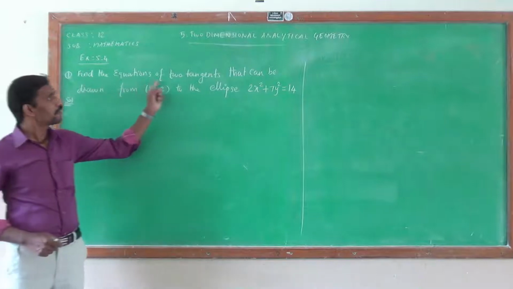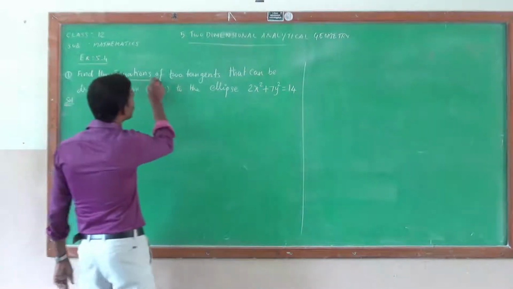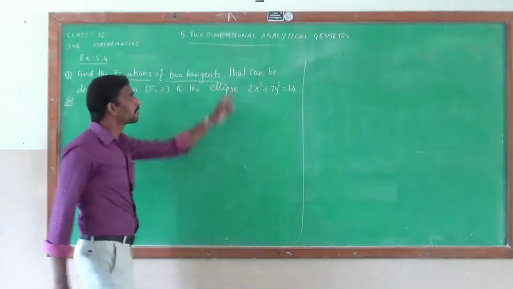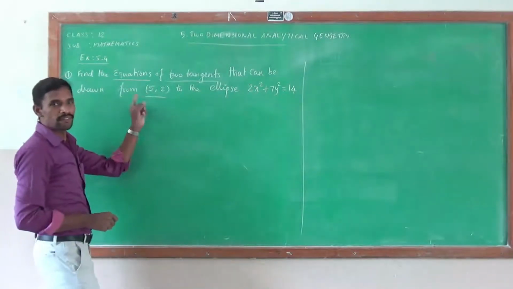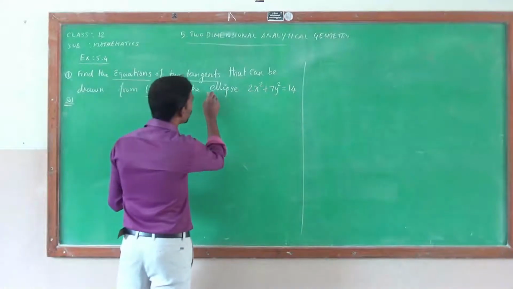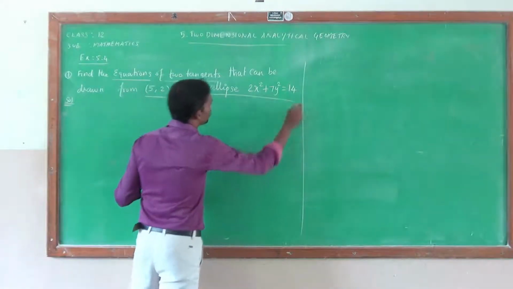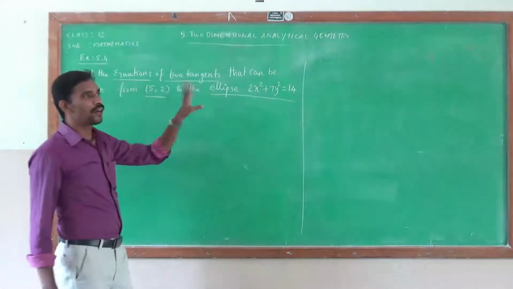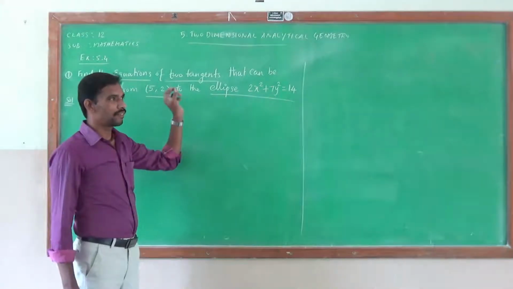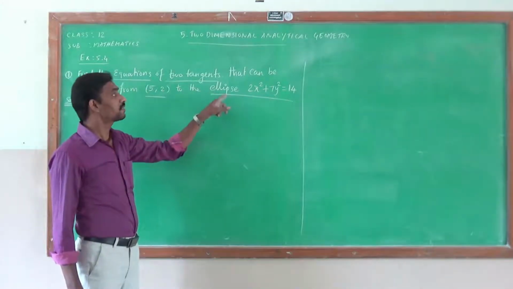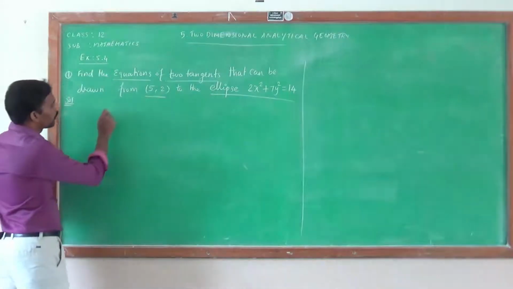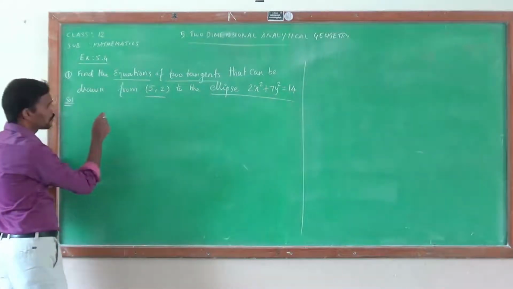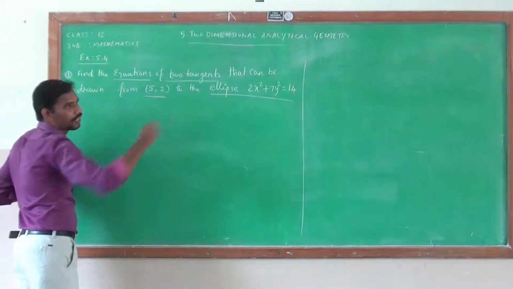Find the equations of two tangents that can be drawn from the point (5, 2) to the conic, which here is an ellipse. So we want to find the equations of tangents to the ellipse from the point (5, 2). Now, the solution. First of all, we want to write the given equation in standard form.